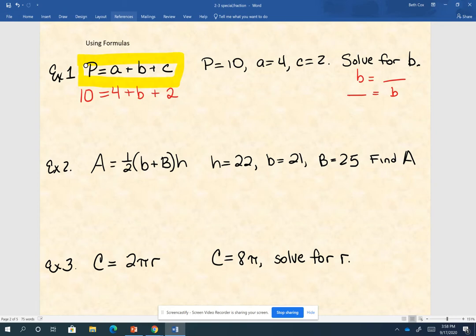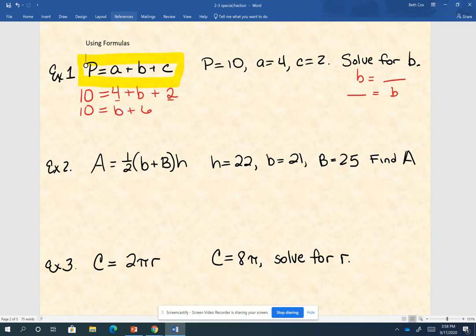Our first step is basically the same as it always is. Simplify each side of the equal sign first. So if I look, I have 10 on the left, can't simplify it, but on the right I can do 4 plus 2 and get 6. So I have B plus 6.